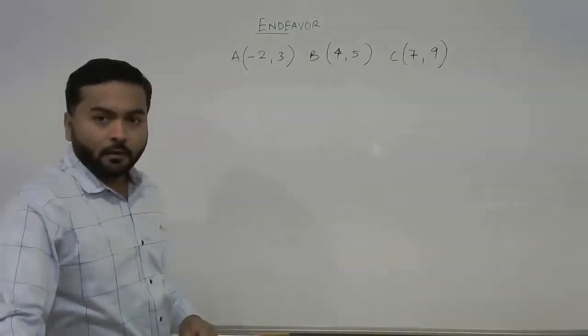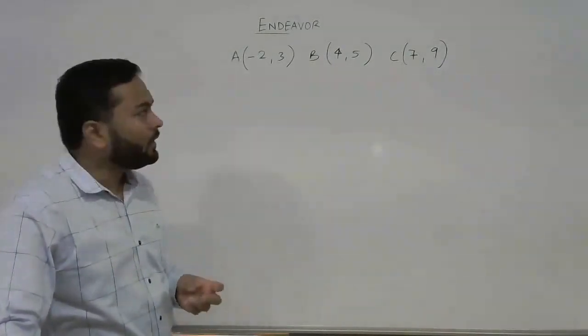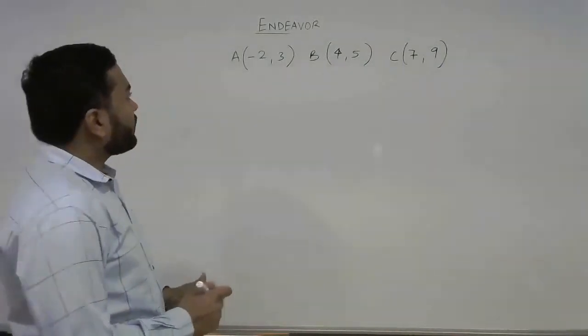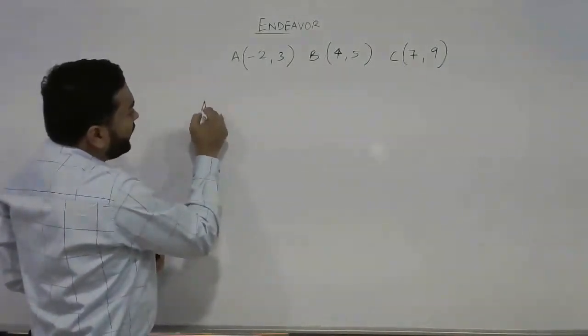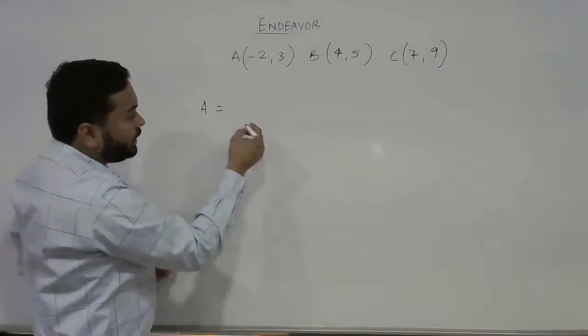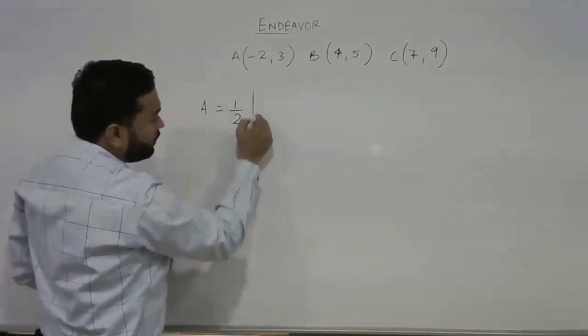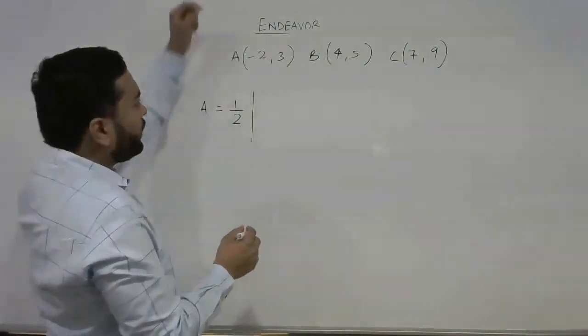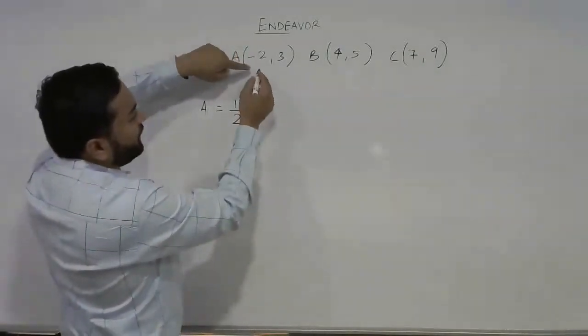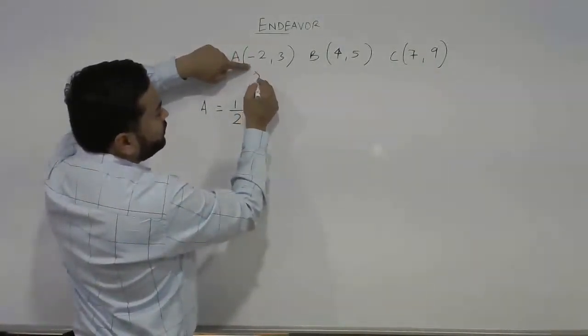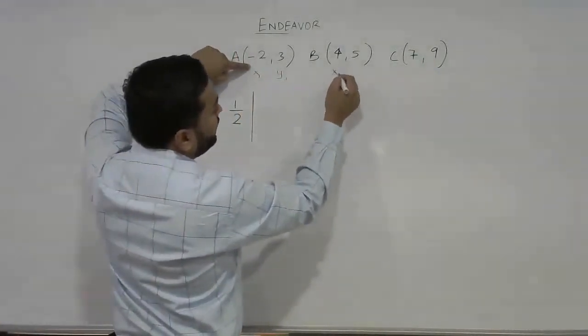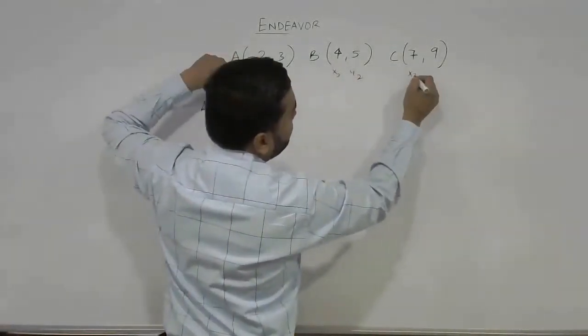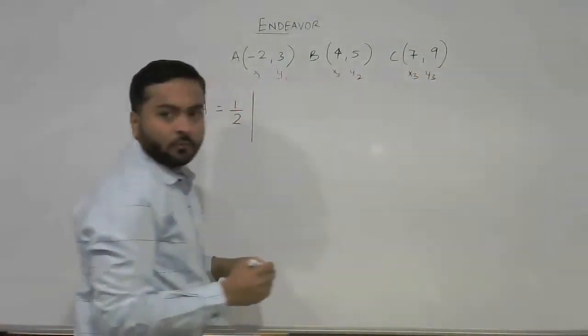Okay, let's solve the first question. Let me help you with the first question. So we want to find the area of a triangle formed by 3 points, which is given by half of mod. So let us first write down. So this is x1 y1, this is x2 y2, and this is x3 y3.